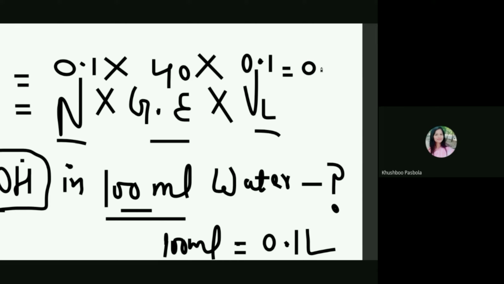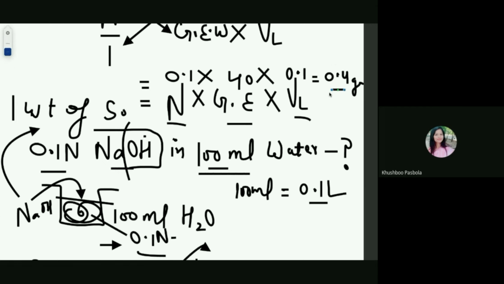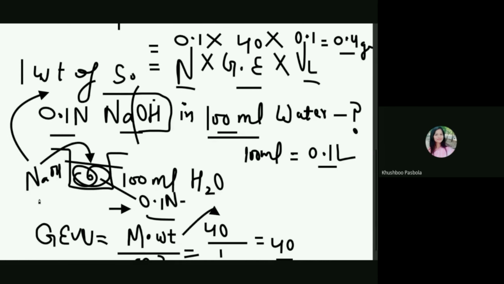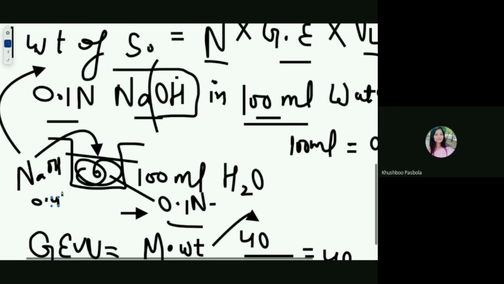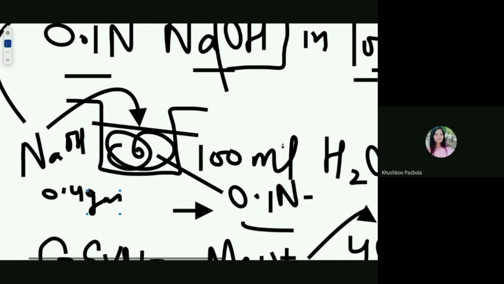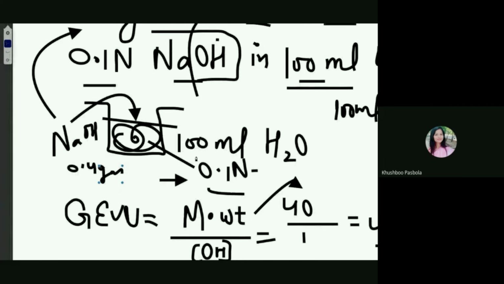So 0.4 gram. You have to take 0.4 gram NaOH. I'm writing here: you have to take 0.4 gram NaOH and dissolve in 100 ml of water. What will be the concentration of this solution? 0.1 normal. Understood? 0.4 gram you have to weigh out.